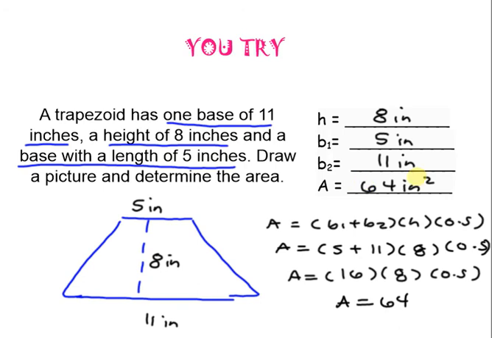Alright, hit pause if you're not done. So for this trapezoid, the area should be 64 inches squared. You have a height of 8 inches, one of the bases is 5 inches, and the other base is 11 inches. Alright, that is the end of the trapezoids lesson. We're going to do more practice in class, but let me know if you have any questions.